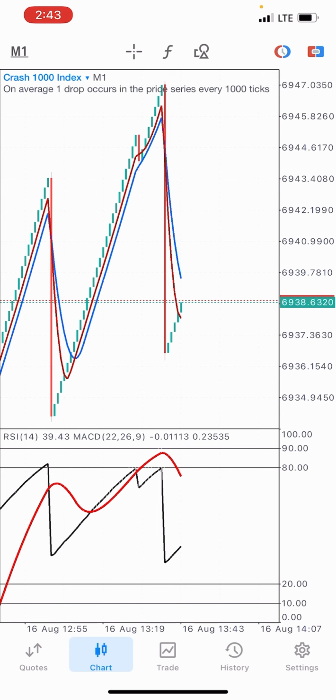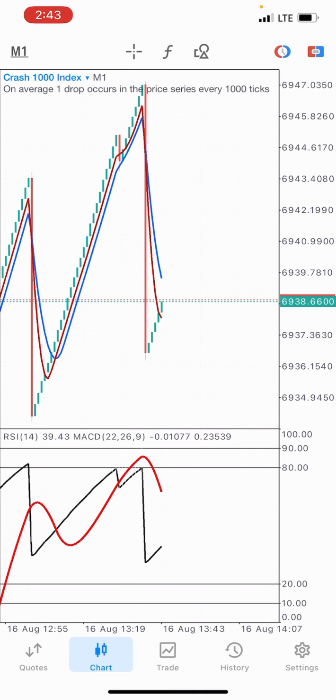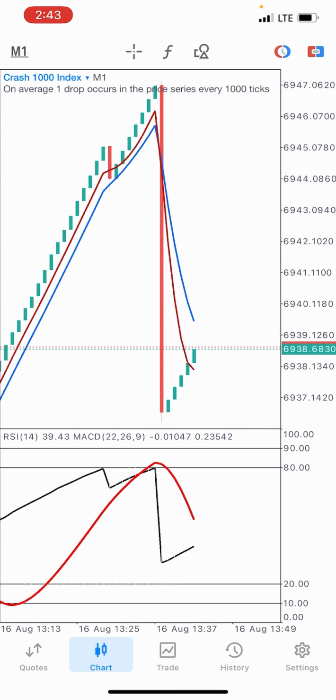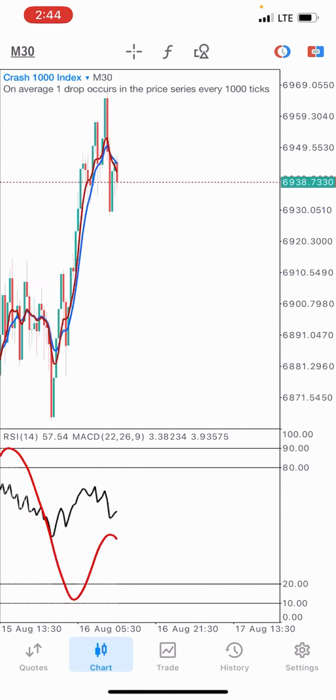The time frame you're gonna stay on will be the 1 minute time frame, to catch the spikes. But before catching the spikes, you need to move to the 30 minutes time frame first.